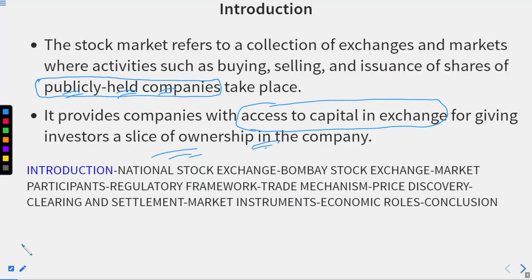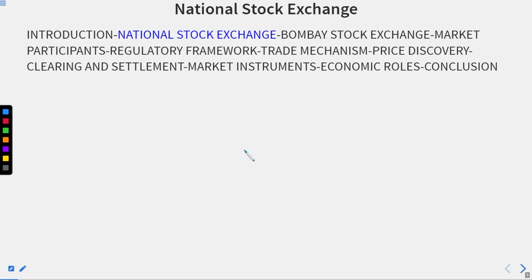In the further course, we will learn about it in a more comfortable way. Till then, just remember, the company gets the amount from the public, the public gets equity in the company. That is a mutual trust. Okay. Now, after finishing the introduction, we have the National Stock Exchange.